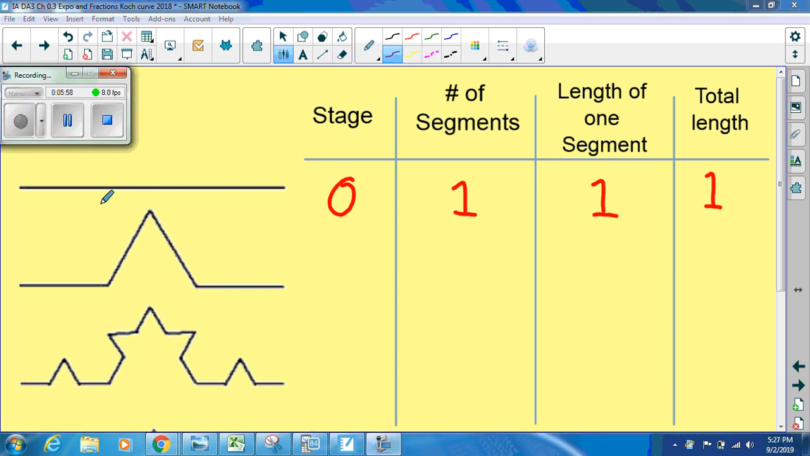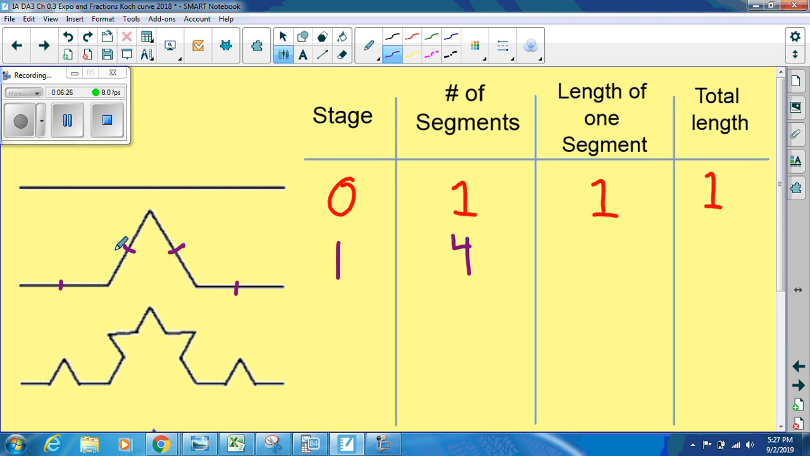So stage 0, right here is stage 0. I have one segment. The length of that segment is one whole piece. So the total length is still just one whole piece. Well, if I look at stage 1, which is right here, how many segments do I have? I now have 1, 2, 3, 4 segments. So I have 4 segments.